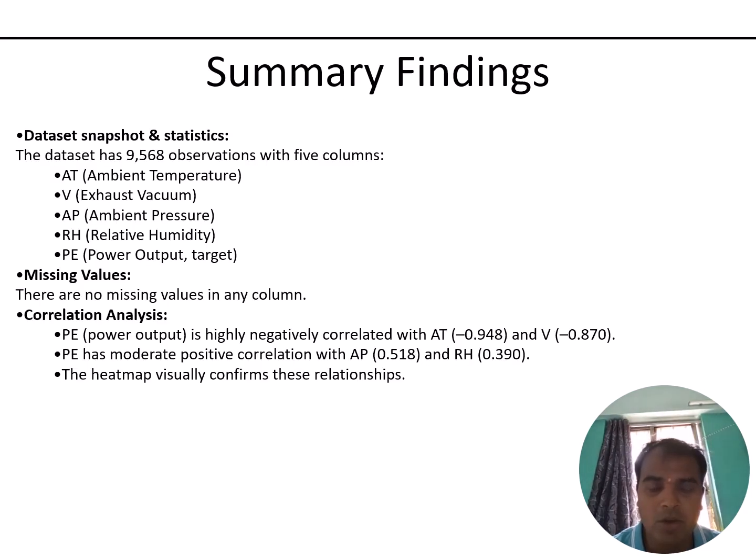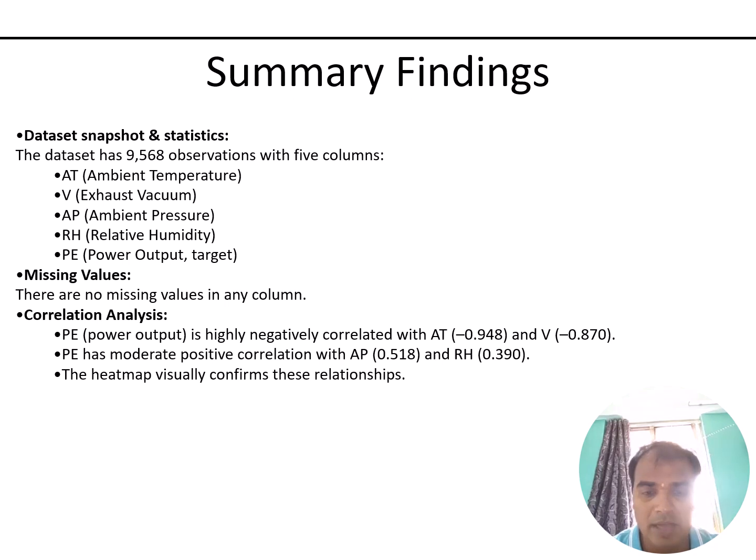So the summary or the findings of the combined cycle power plant project is that the dataset has 9568 observations and has 5 columns, that is ambient temperature, exhaust vacuum, ambient pressure, AP, RH relative humidity, and PE power output target. Missing values, there are no missing values in any of the columns, and correlation analysis is that power output is highly negatively correlated with AT with a value of minus 0.948 and V of minus 0.870. Power output has moderate positive correlation with AP of 0.518 and RH of 0.390. The heat map visually confirms these relationships.